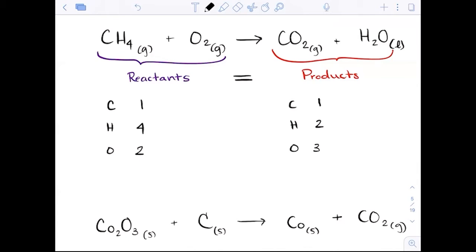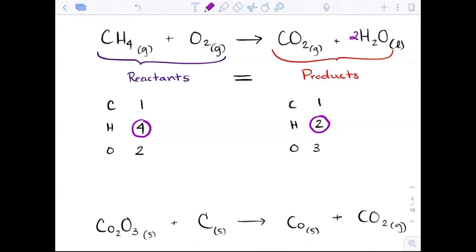If you see a diatomic element, balance that guy last. Why? Well, because he's by himself on the reactant side. So if I actually start to manipulate these products and reactants, what you'll see is I'm going to put coefficients in front of the molecules. If I want to take those 4 hydrogens on the reactant side and make 4 hydrogens on the product side, how do I do that? I put a 2 in front of water.